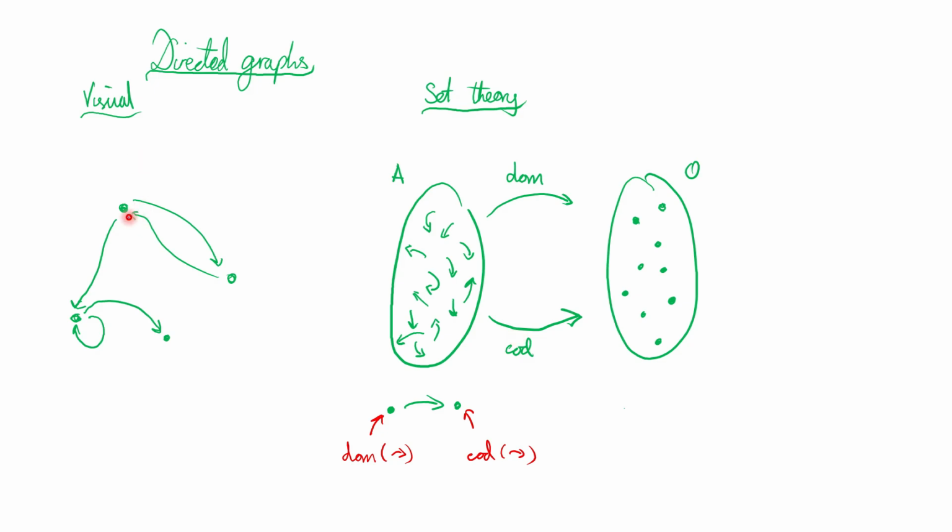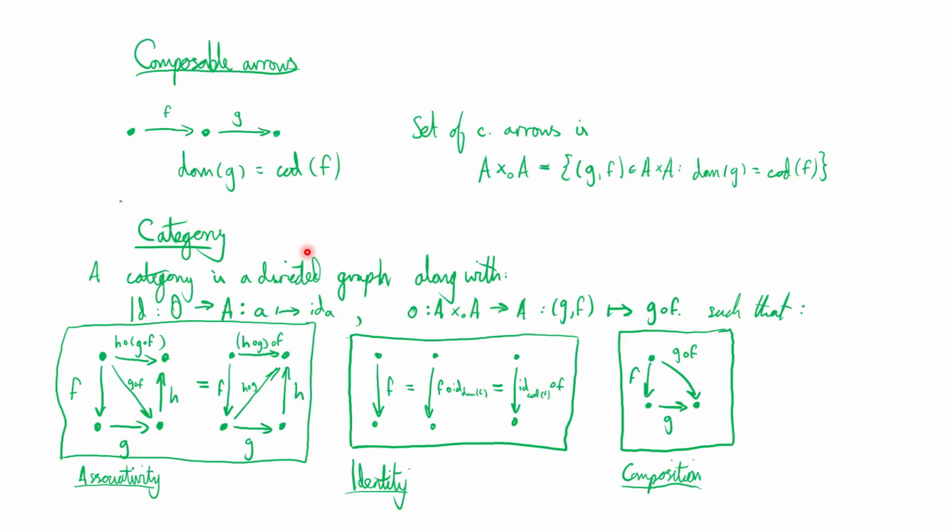So for this arrow, the domain is this, the codomain is this, for instance, and vice versa for this arrow. Now, within the directed graphs, you can look at arrows where you can kind of follow them along. You can follow them along in a path. These are called composable arrows, and the path which they draw out is their composition. So the set of composable arrows is all pairs of arrows such that the domain of the second one is the codomain of the first.